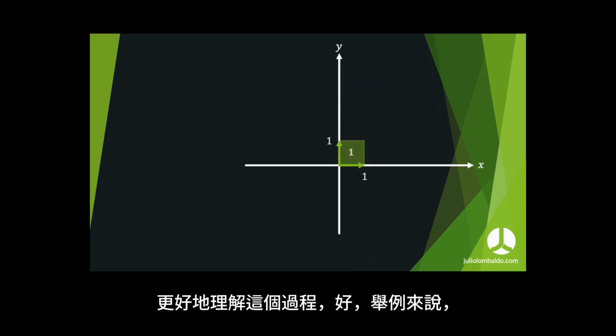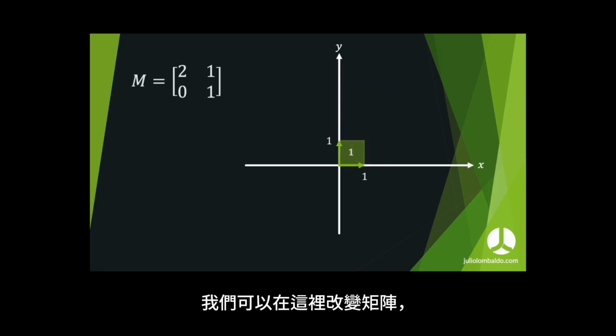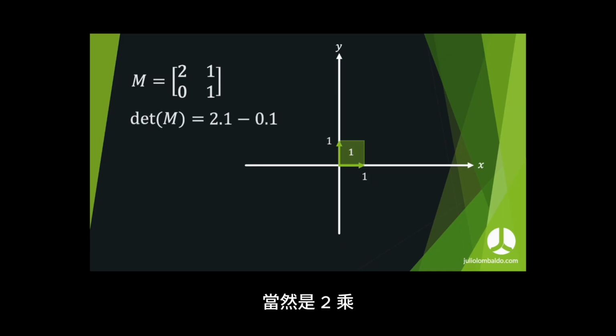We can understand this process a little better. For example, we can change the matrix here, and understand that this matrix is not so similar to the first one, because it is a little bit different. Let's analyze this matrix. It has a determinant, of course, and this determinant is 2 times 1 minus 0 times 1. In other words, we have just 2.